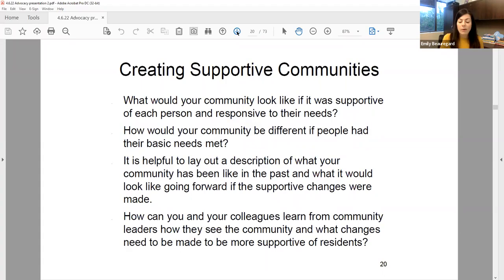So when we think about creating more supportive communities and really start thinking about how we build coalitions, we have to again think about what are we going to advocate for? And the best question to ask yourself and others in your community is, what does your community need to be healthy? What strengths and resources already exist in your community that can be part of the solution? How would your community be different if people had their basic needs met?